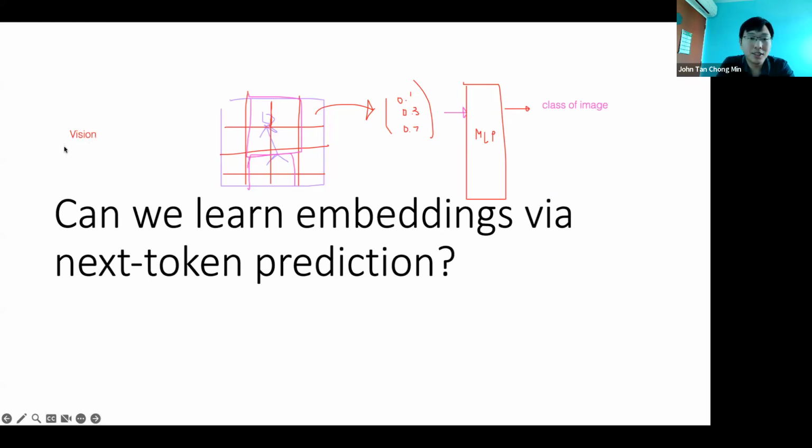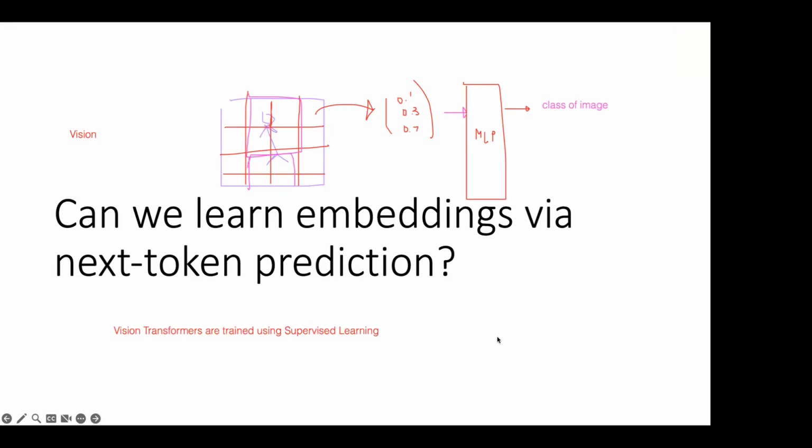Vision transformers are trained using supervised learning. I need to emphasize this, okay? Vision transformers are trained using supervised learning. Why is this bad? It means that you are limited to what labels you have in order to learn. Expensive and slow and unreliable.